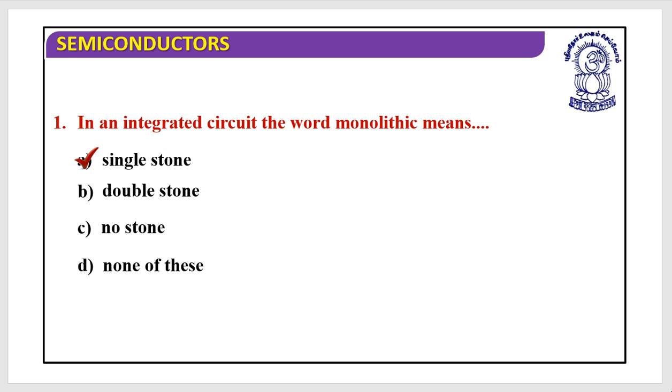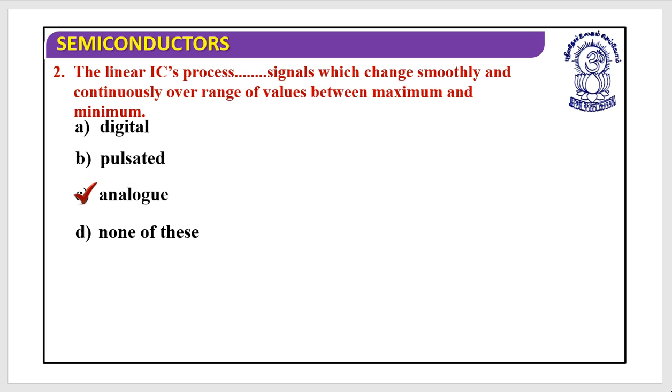I hope you understand this. Let's look at these quick questions. In an integrated circuit, the word monolithic means a single stone. Mono stands for single, and lithic is stone. Next, the linear ICs process analog signals, which change smoothly and continuously over a range of values between minimum and maximum. Yes, they process analog signals. I hope this is clear.